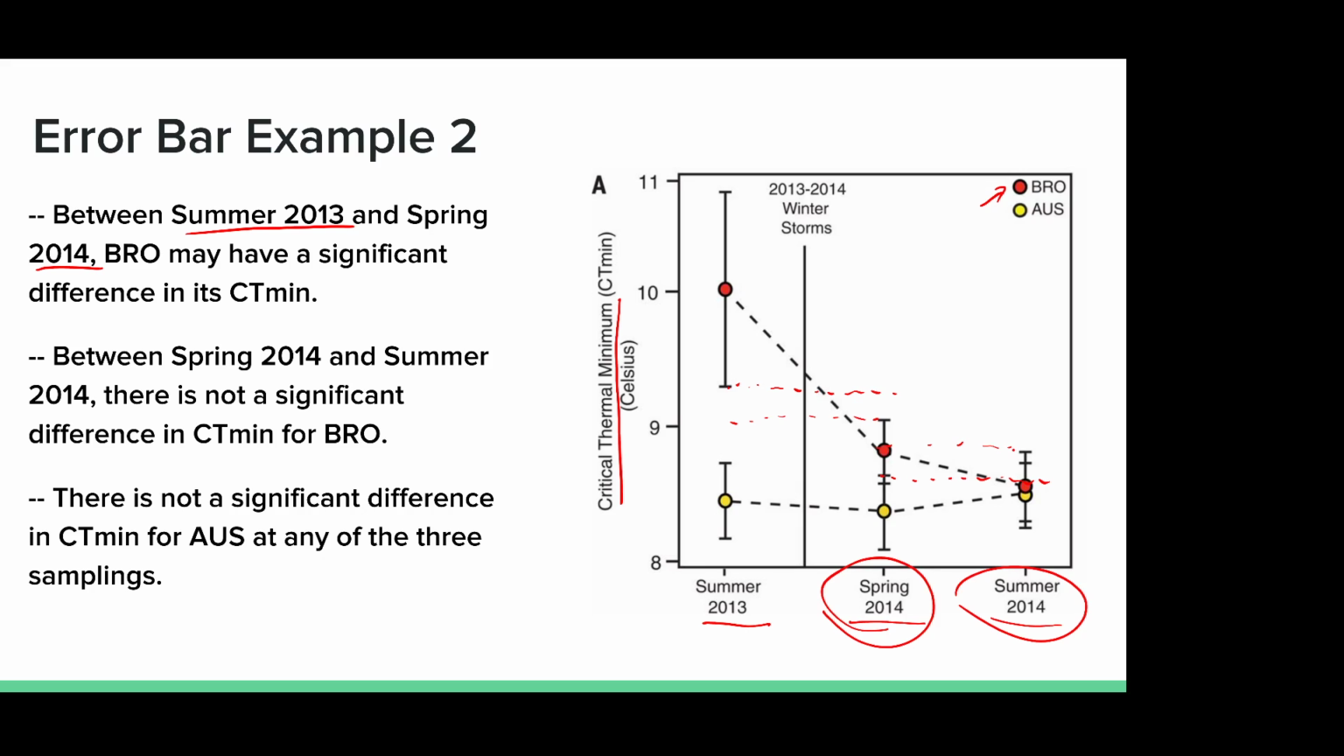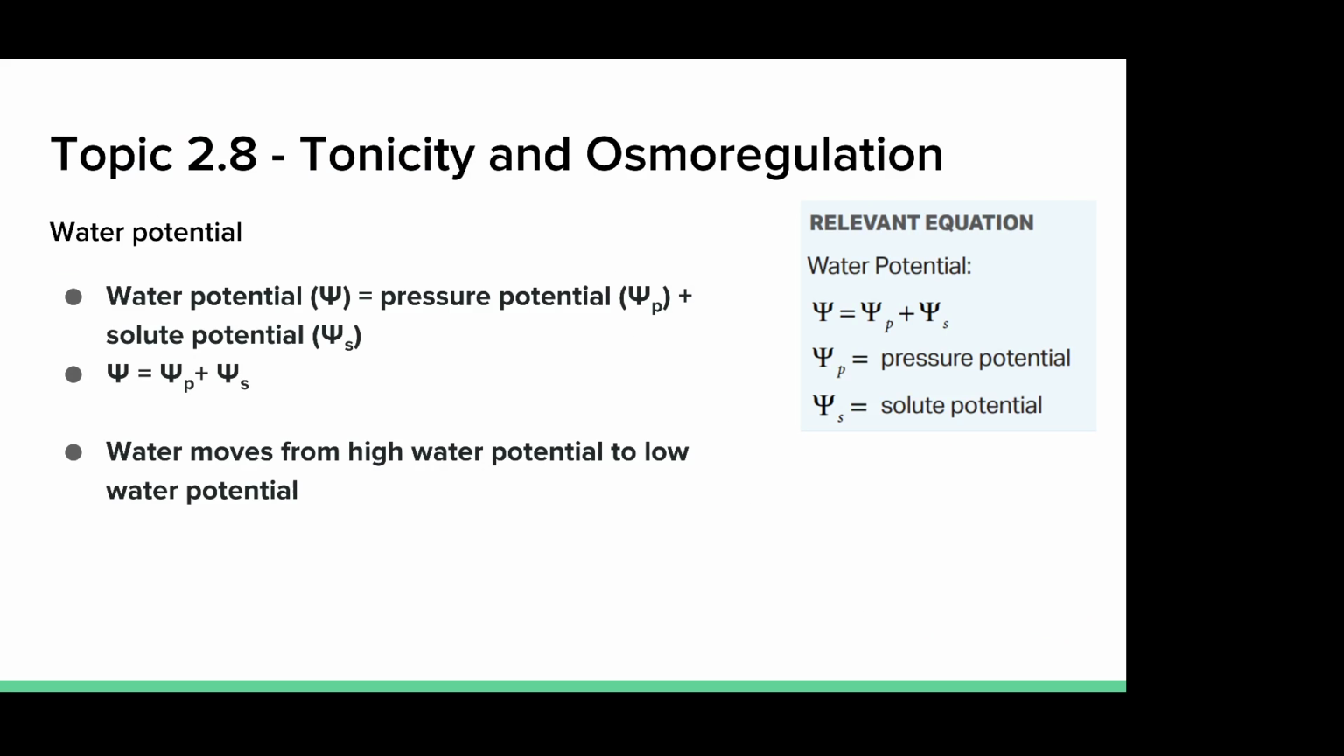It was an HHMI paper on organisms in Brownsville versus Austin in Texas. And I forget exactly the nature of it, but that's not important. I just wanted to present the error bar overlapping or not overlapping.